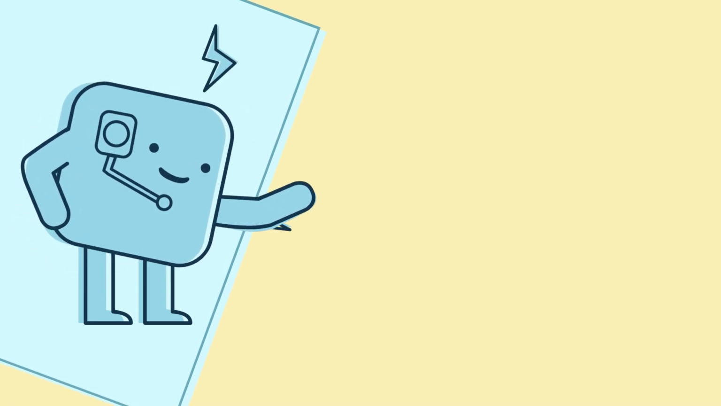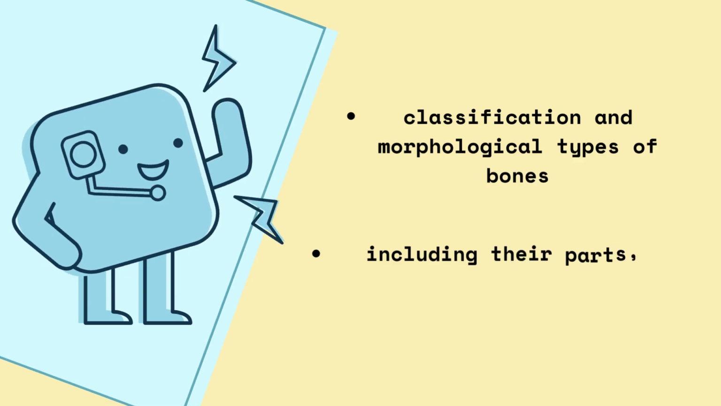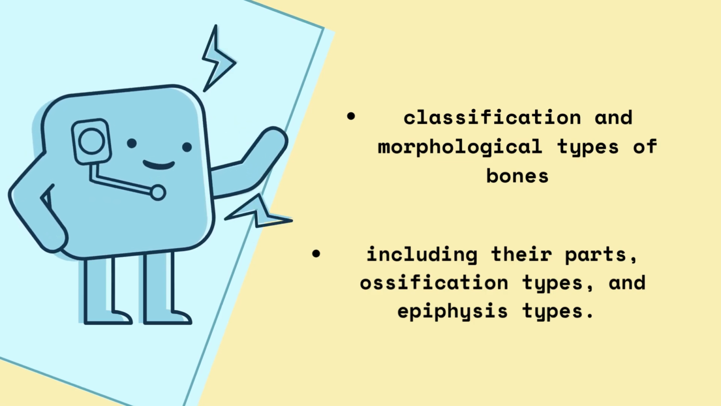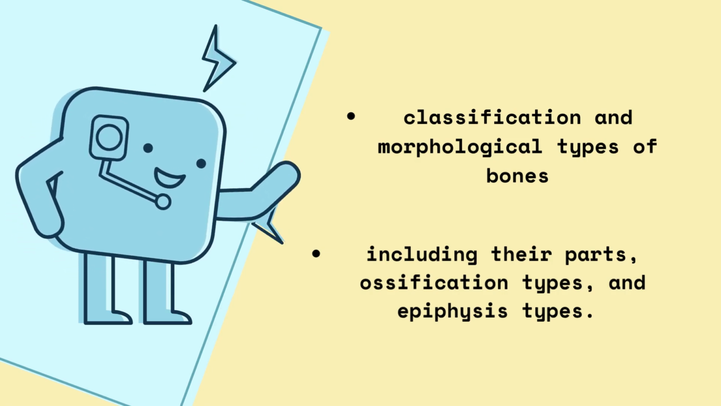Today we are diving into the classification and morphological types of bones, including their parts, ossification types, and epiphysis types. This is a must-know topic for all MBBS and anatomy students. So, let's scrub into the skeletal system.